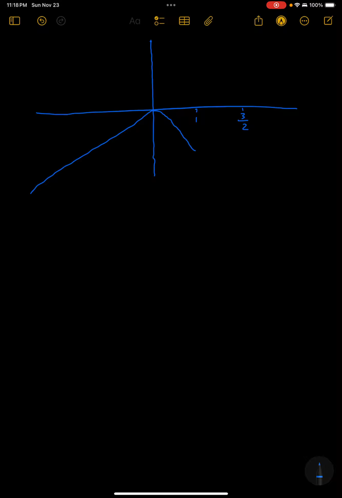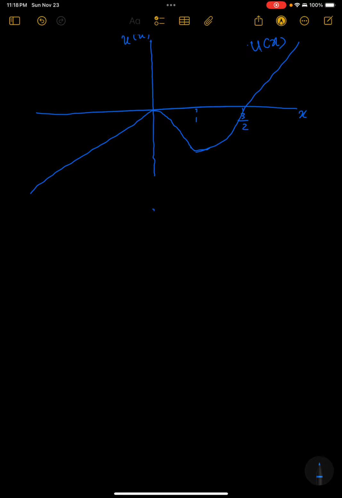Okay, so suppose this is my u of x. This is 1, and this is suppose 3/2. So this graph is increasing, and then it starts decreasing, and then again it starts increasing. My drawing is not good, but this is u of x. Now definitely this is x, and this is u of x.